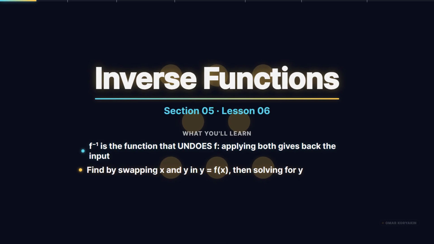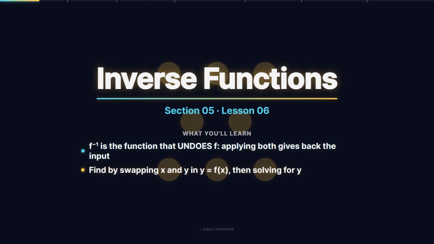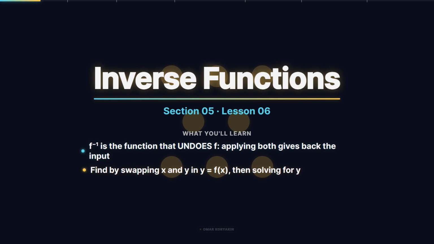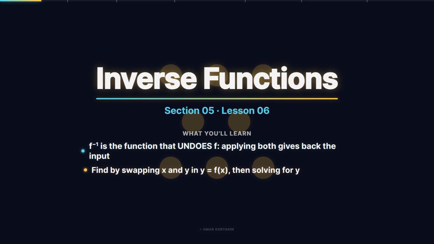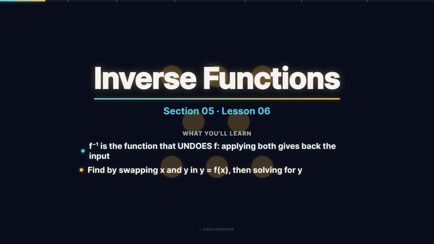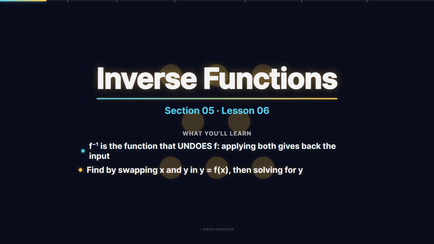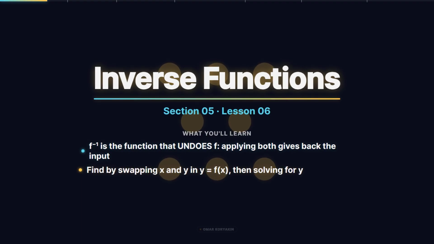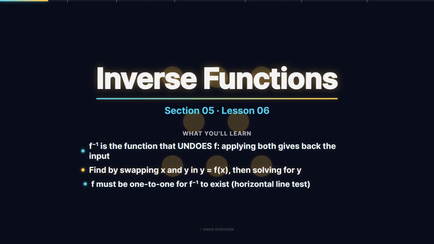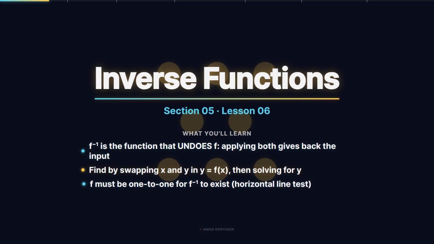The procedure for finding the inverse of a function f is the swap and solve method. Step 1, write y equals f of x. Step 2, swap the roles of x and y, replacing y with x and x with y. Step 3, solve the resulting equation for y in terms of x. The new expression for y is the inverse function f inverse. The procedure works for any function whose inverse exists, and the algebra in Step 3 uses the standard inverse operation techniques from Section 3.